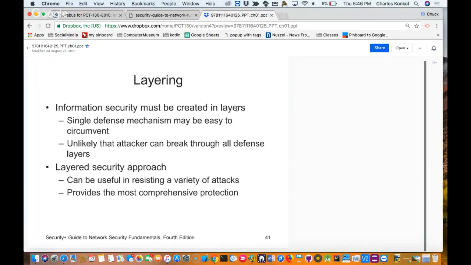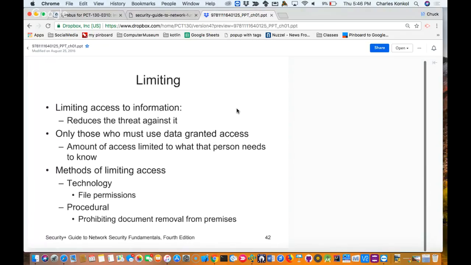And the attacker can break through all these little layers to get to the honeypot, but by the time they do that, they've already been caught. They're stuck in the honey. They can't get out, right? And they're locked in. We'll talk about how to do that. Limiting is another one I like to do.